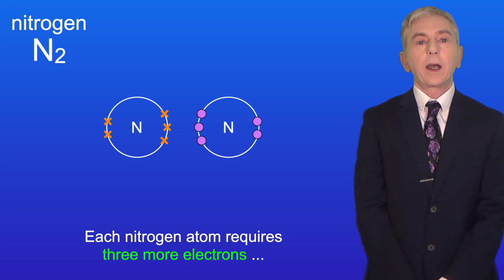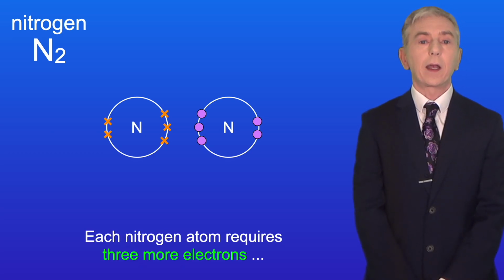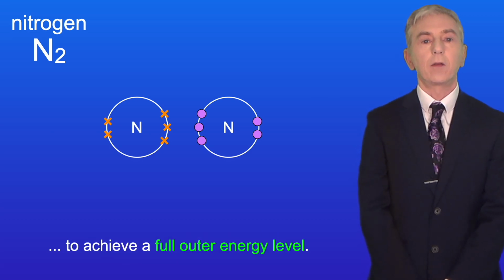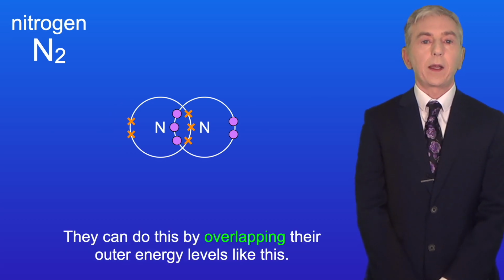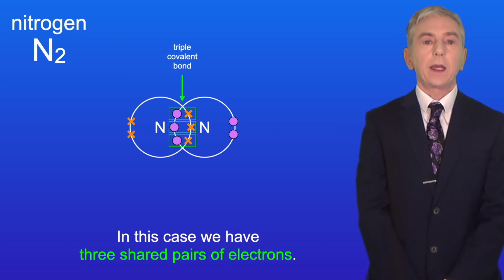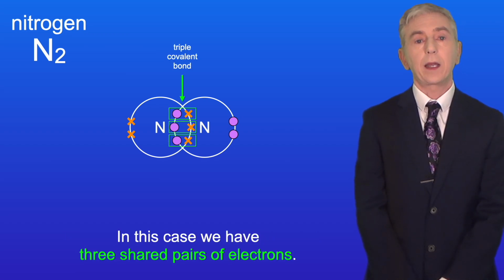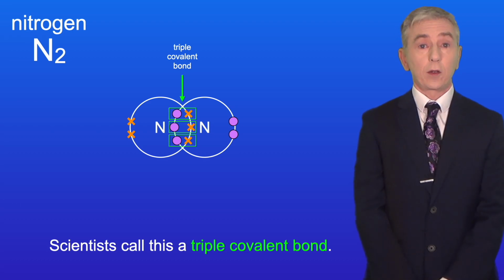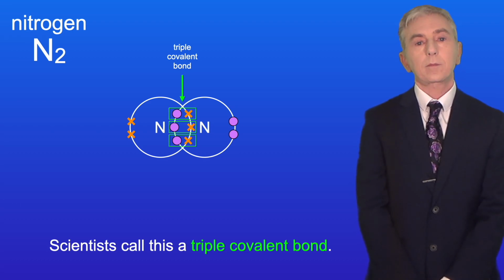Okay, each nitrogen atom requires 3 more electrons to achieve a full outer energy level. They can do this by overlapping their outer energy levels like this. Now in this case we have 3 shared pairs of electrons, and scientists call this a triple covalent bond.